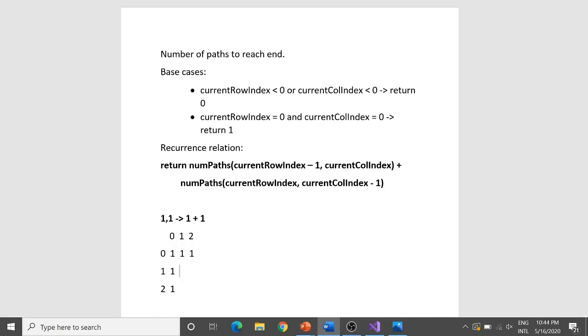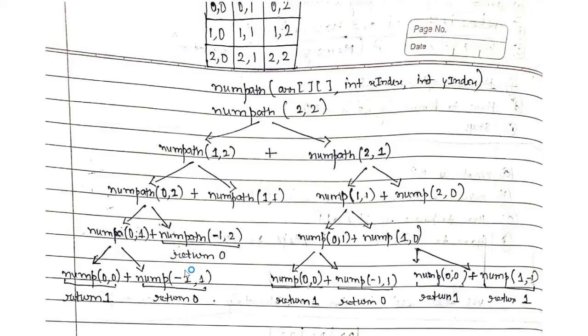The answer to this subproblem is 2. And what does this 2 signify? This 2 signifies that there are a total of 2 paths from the source with which I can reach 1,1. So if we see in the matrix, I have 1,1 over here, and I have my source over here. So what are those 2 paths? Those 2 paths can be 0,0 → 0,1 → 1,1.